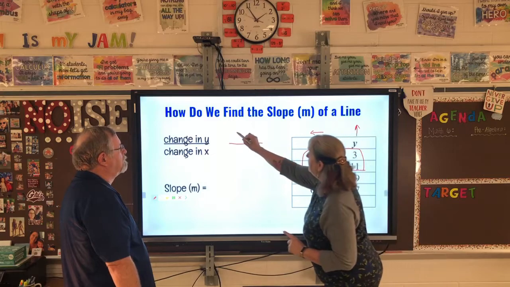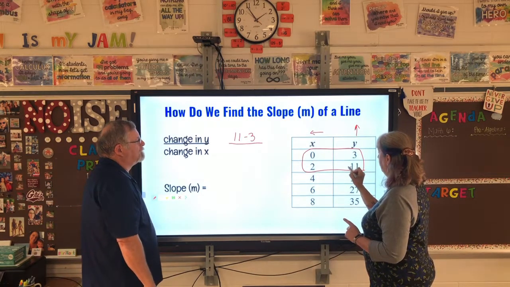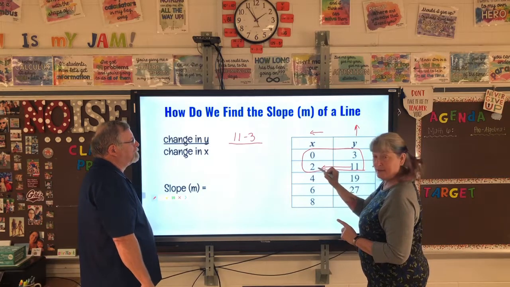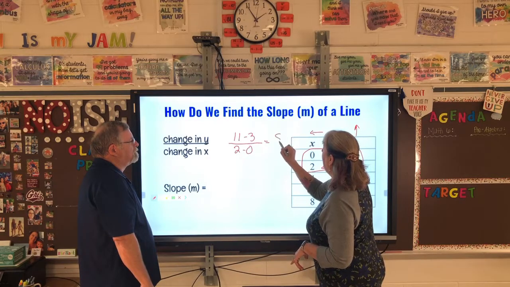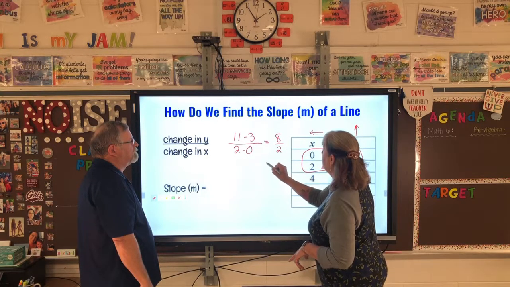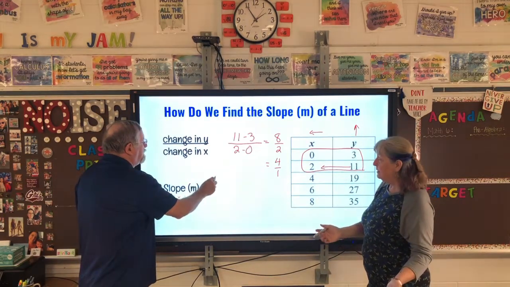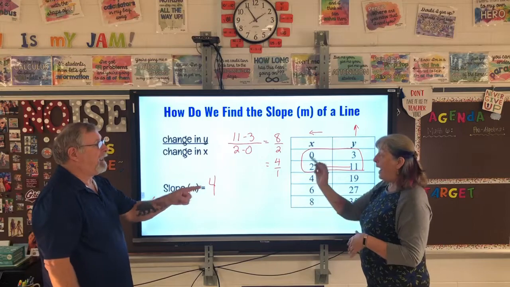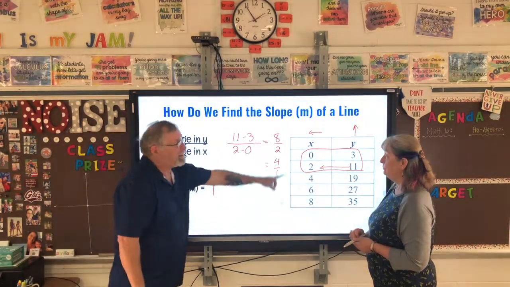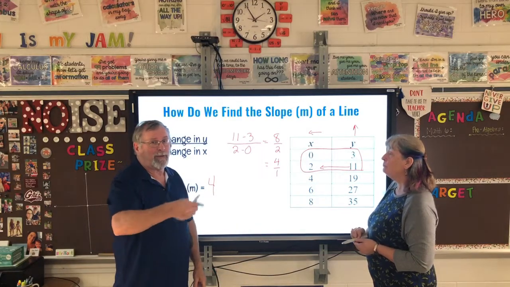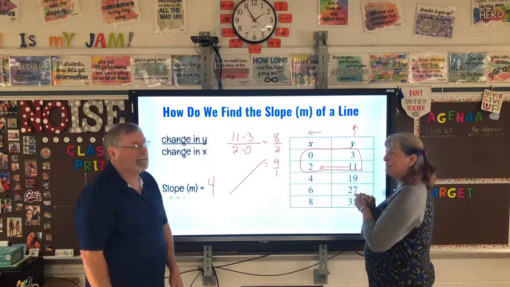So 11 minus 3. And then because I started with this one, I have to go over here and start with this x. All right? So I'm going to get an 8 over a 2, which of course I could reduce to a 4 over a 1, which we can basically say the slope is 4. And not only a 4, but a positive 4, which means when we plot this, we already know which way it's going to go. Excellent. All right, next.